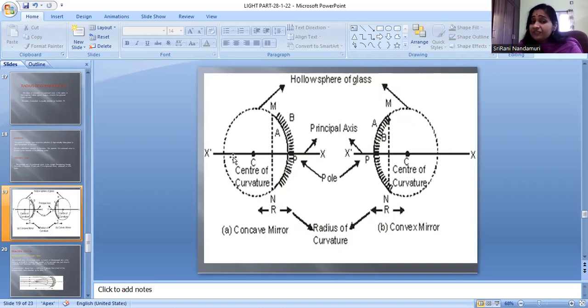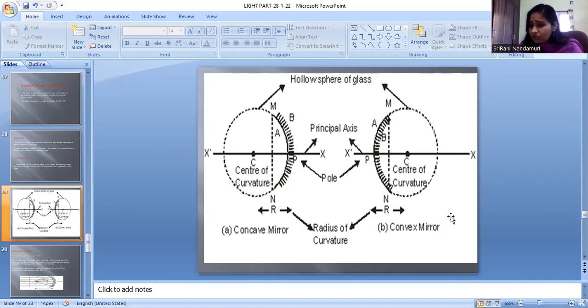If you draw an imaginary line through the center of curvature and the pole, this extended line is said to be the principal axis. Here you can see the principal axis. This is the concave and this is the convex mirror, right? You can see the principal axis.